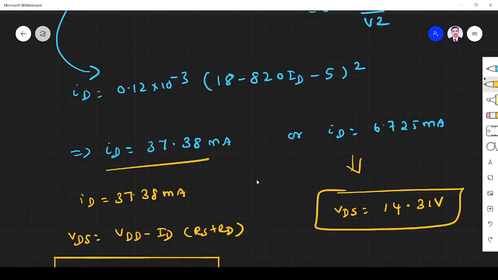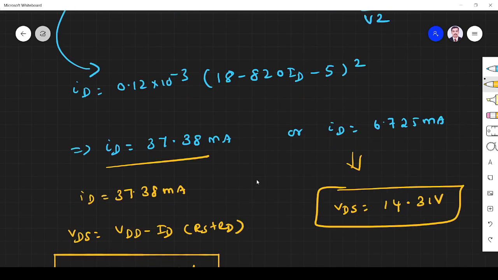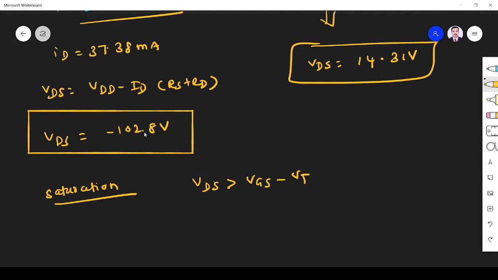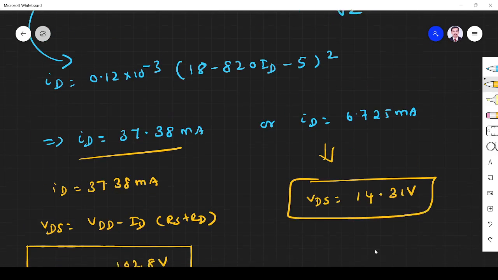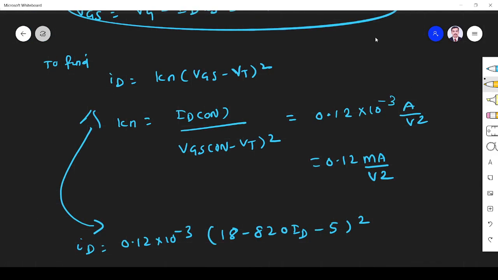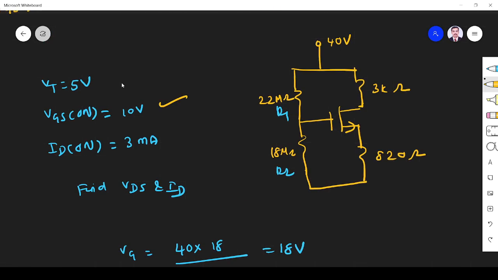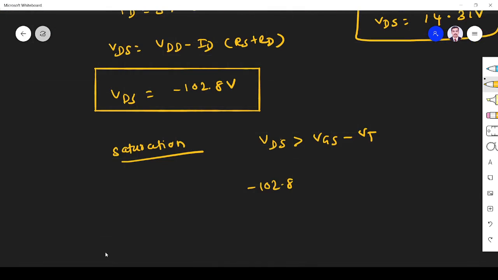VGS, what is VGS? Right? So we will substitute all the values. So VDS we know, it is minus 102.8. VGS minus VT, that is VGS on minus VT. You see what is VGS minus VT? On voltage, they have given. VGS is 10, VT is 5. So 10 minus 5 is 5. So this is less than this one, so this is the wrong answer.